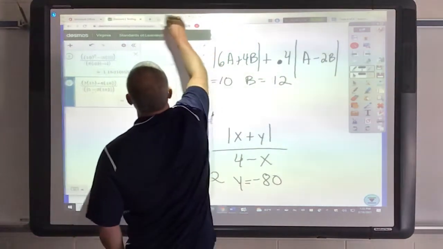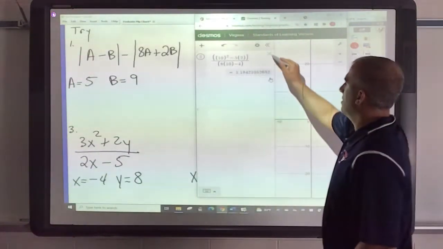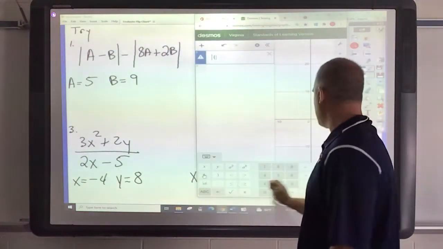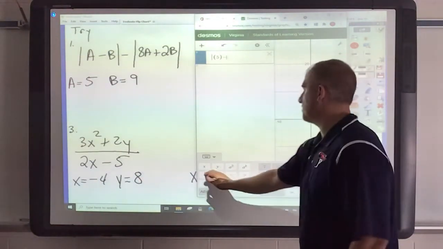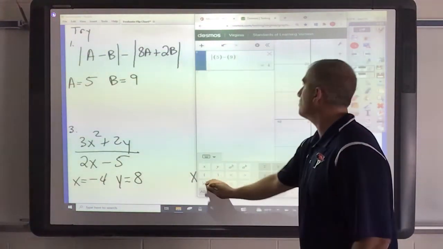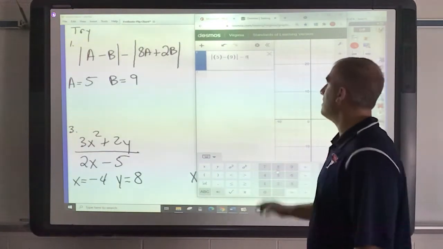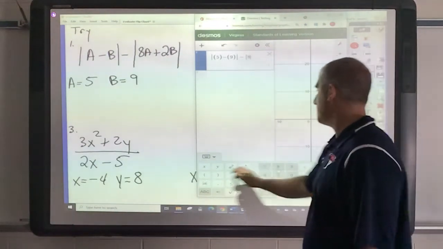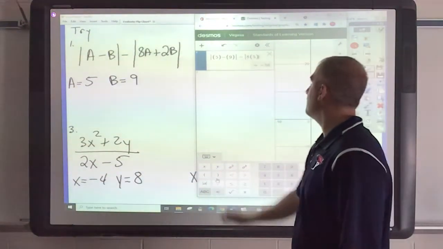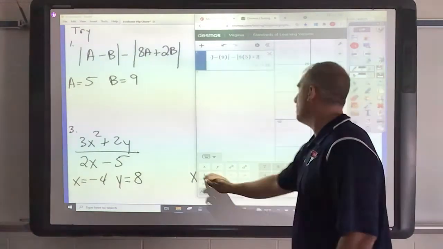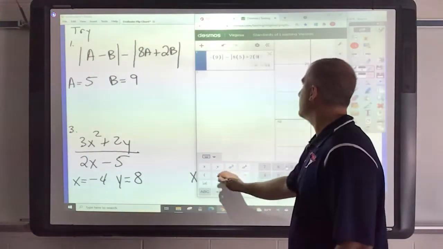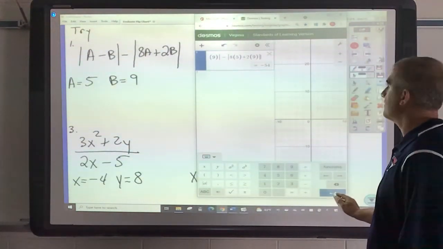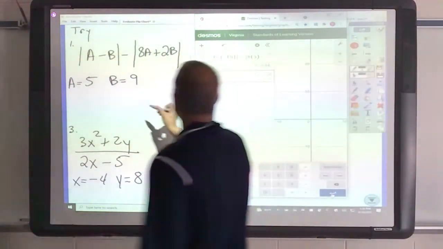All right, so let's go through this first one. I got absolute value, parentheses where A is, which is 5, minus parentheses where B is, which is 9, and I close my absolute value. Minus absolute value bars, 8, parentheses where A is, which is 5, plus 2, parentheses where B is, that's 9, and then I close my absolute value bars. That is going to be negative 54.